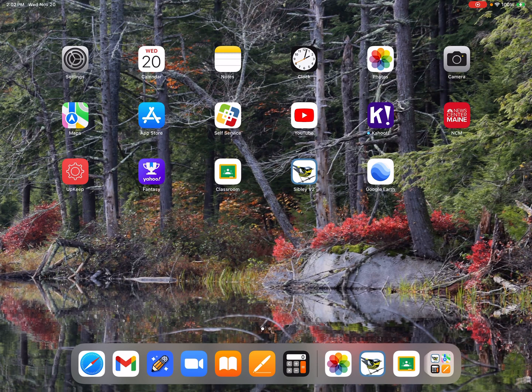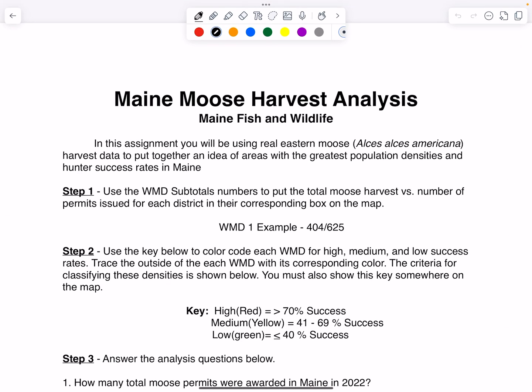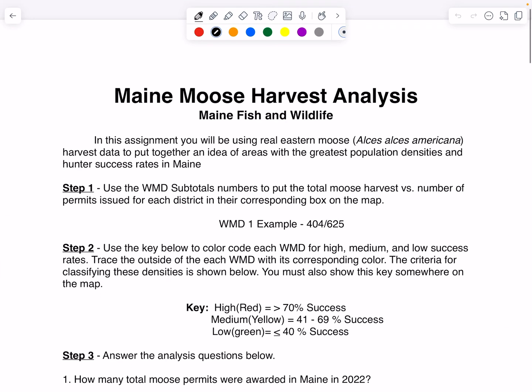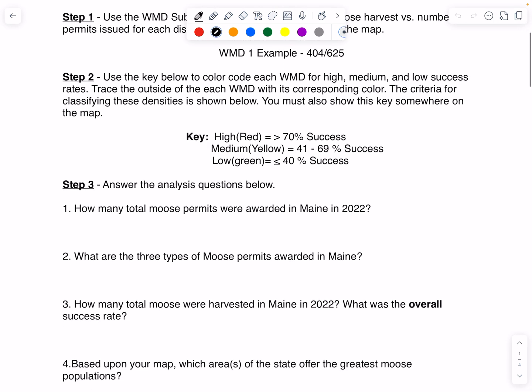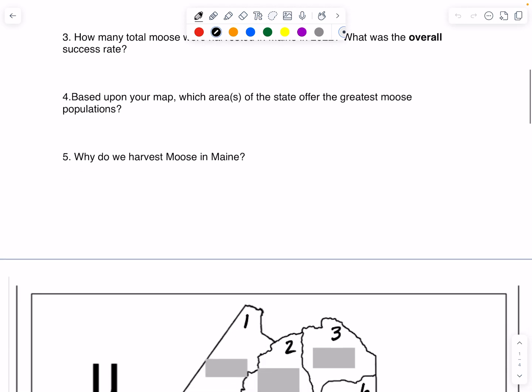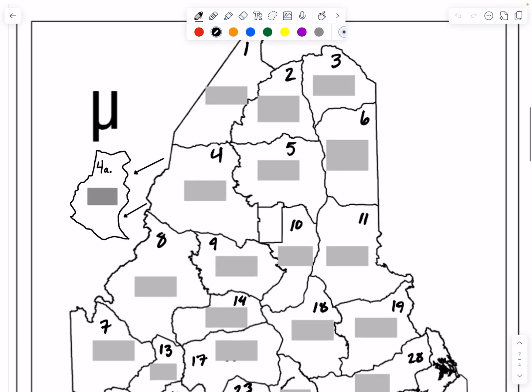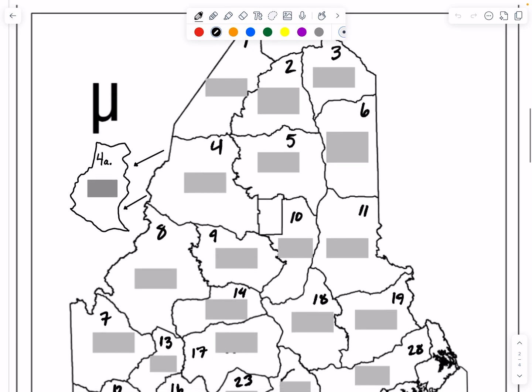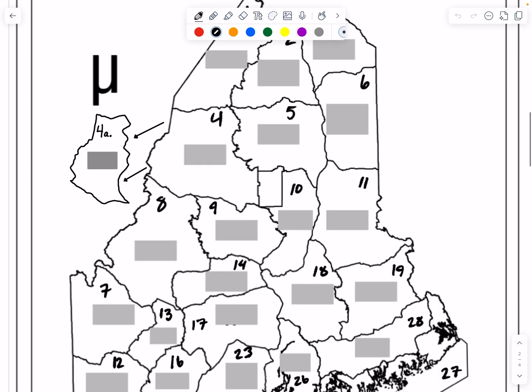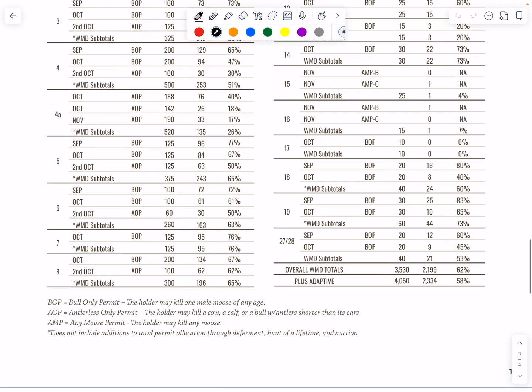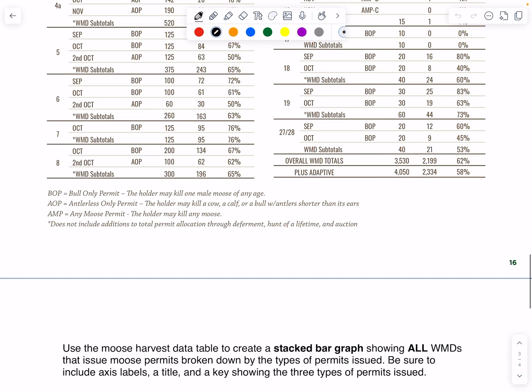Today we're going to be working on the Maine Moose Harvest Analysis. I'm going to get you going here and then let you complete the assignment. Similar to our deer and bear assignments, we're going to be using real-life data from past harvests to build ourselves a harvest map, looking at the number of moose harvested by WMD, the number of permits issued as well, and then success rates. And then we'll come down here and build ourselves a stacked bar graph.